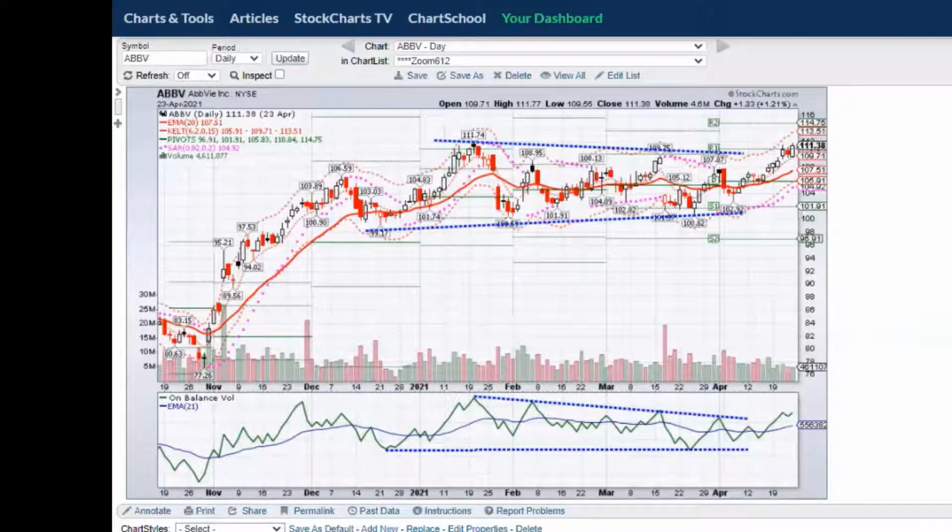One of the questions somebody submitted was, if you're in a trade and it breaks out, how do you determine if it was a false breakout?